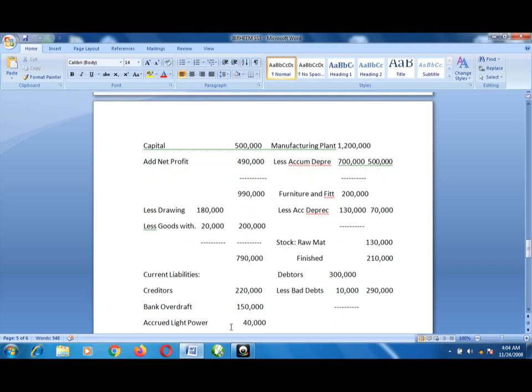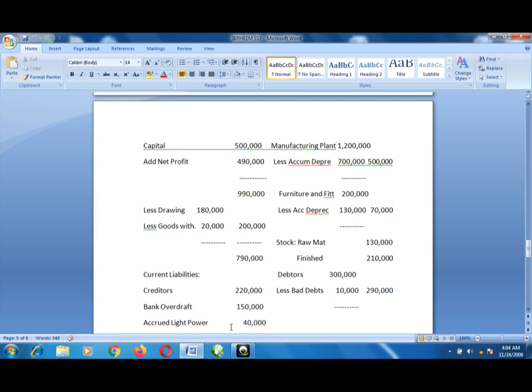Now you move down to the current liability. Under current liability, we have creditors 220, bank overdraft 150,000, accrued light and power, which is 40,000 naira. That's the second treatment for that accrual again. You have 40,000 naira, and you now go back to the asset side. Under the asset side, you have a manufacturing plant, which is 1.2 million naira.